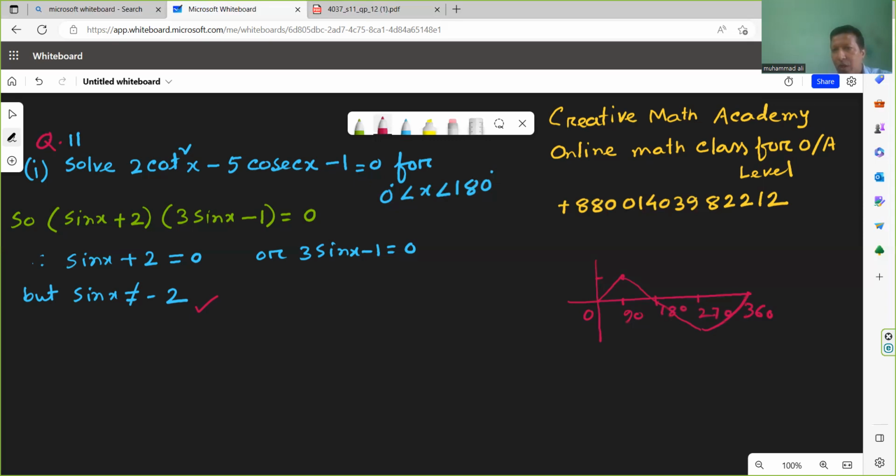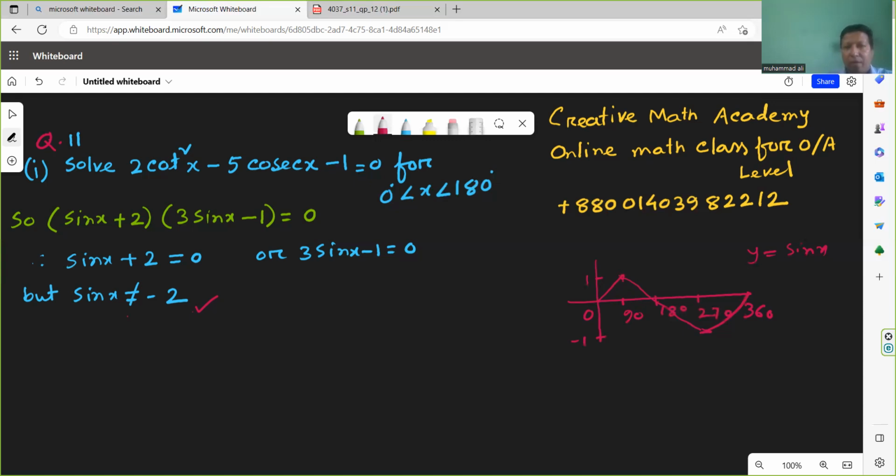If you observe this curve, we found that sine x maximum value is 1 and minimum value is minus 1. As sine x equals minus 2, which is less than minus 2, then we will not get this result, because sine x maximum value is 1 and minimum value is minus 1. So as this is beyond this limit, we will not take this value, we will not get the solution.